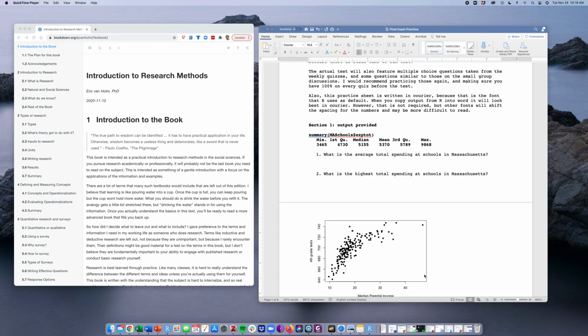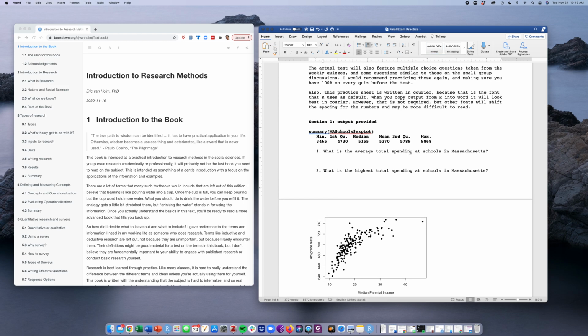So the first question is asking about the summary statistics, and you have the line of code here that I used, pulling out the summary statistics in MA schools, specifically the variable EXP expenditure total, so the total spending. And so this is the total spending at schools in Massachusetts. And so the first question asks, what is the average total spending at schools in Massachusetts?